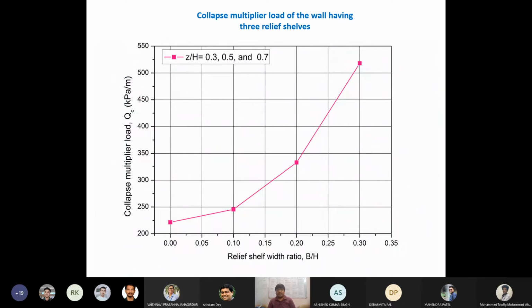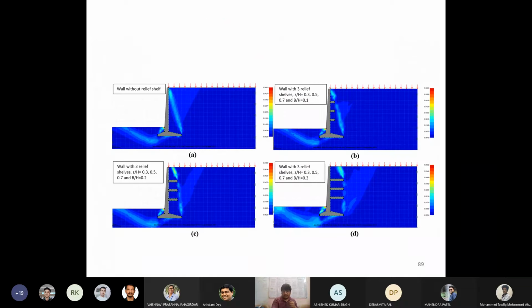Now, the interesting thing we noted in the three-shelf case is that it keeps increasing with the width of the relief shelf. When we keep increasing the width of the relief shelf and it is not giving a good amount of collapsible load, why should we not use a single relief shelf? So it was very interesting that even with the use of three relief shelves, a single relief shelf was sufficient to increase the collapsible multiplier load for such a wall, okay.